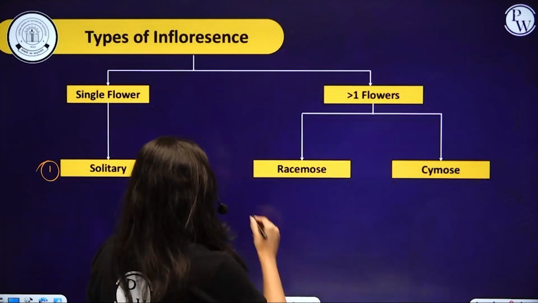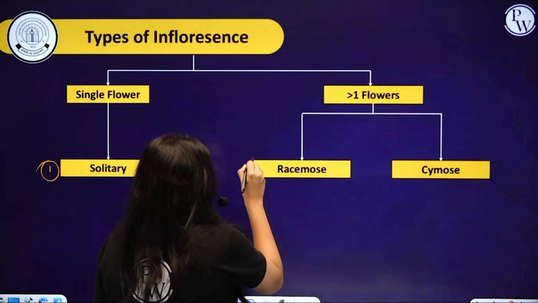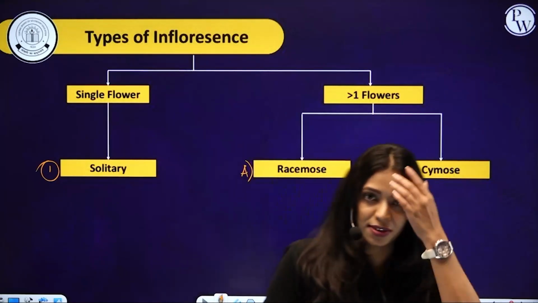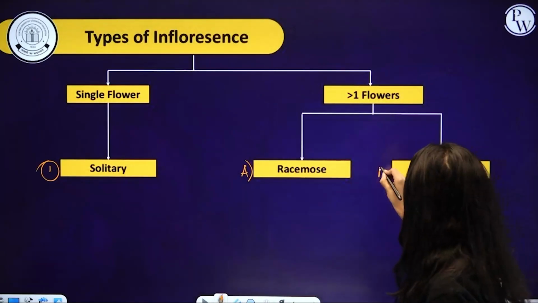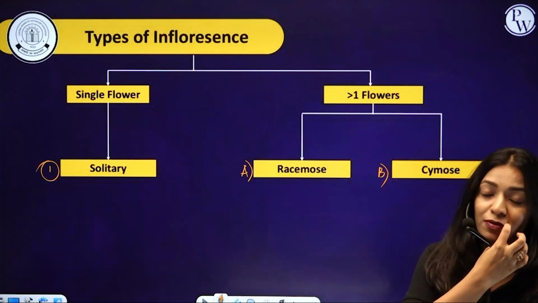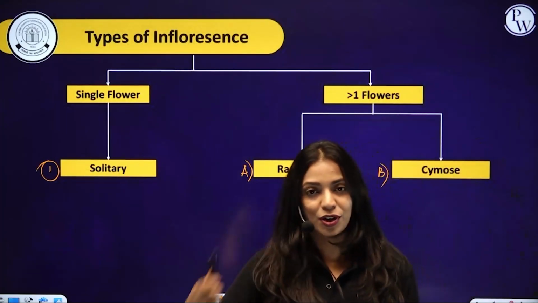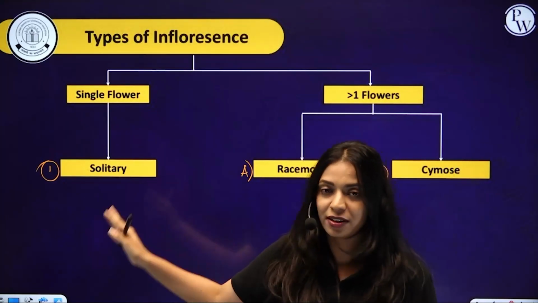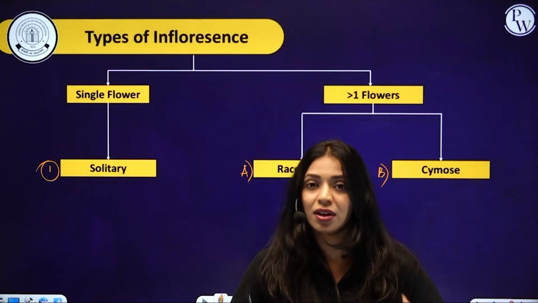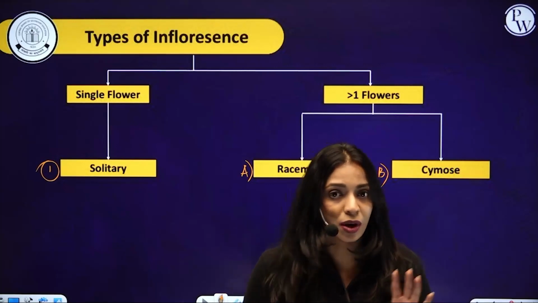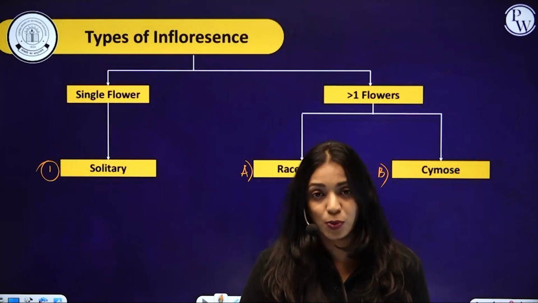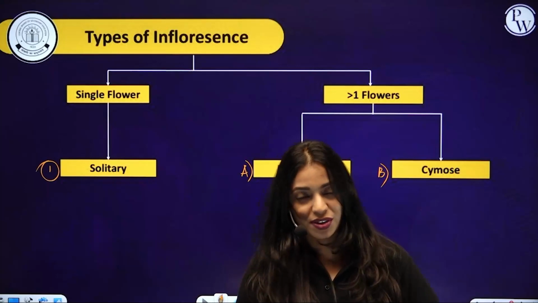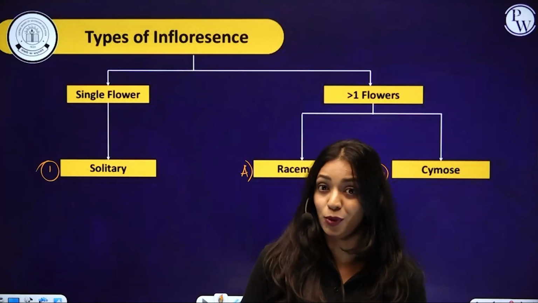If there is more than one flower, these flowers in the group can be arranged in two ways. The first way is racemose type of inflorescence. The second type is called cymose type of inflorescence. I repeat, flowers can be produced singly or in clusters and groups. If it's a single flower, we say it's solitary. If there's more than one flower, then it can be arranged in one of two ways: racemose or cymose type of inflorescence.